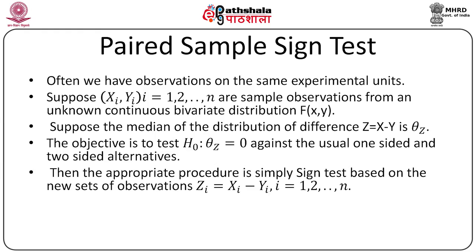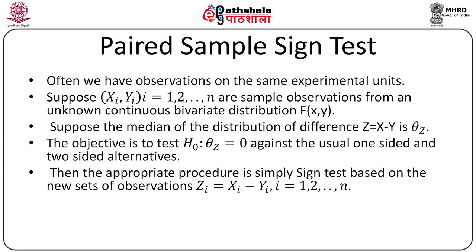Often, we have observations on the same experimental units. For example, suppose the data is available from a patient before and after a drug is administered. In such a case, we want to know whether there is any effect of the drug on the patient. The main problem is that the observations within pairs are correlated. Formally, suppose Xi, Yi, i from 1 to n are random samples from an unknown continuous but bivariate distribution F XY.